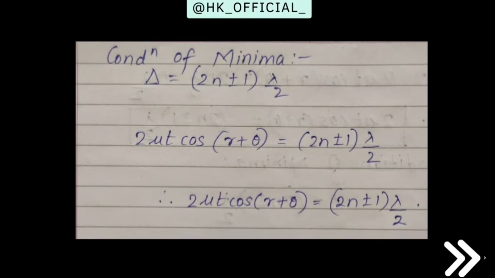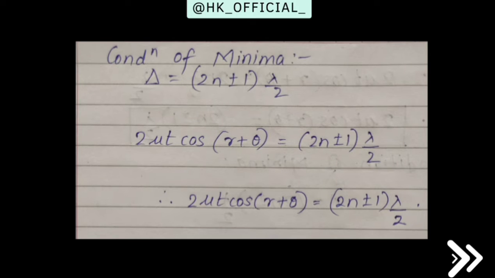Now let's go to the condition of minima for the same case. Delta is equal to (2n ± 1) into lambda by 2. Just don't add the Stokes law component, ± lambda by 2. Just don't consider it. Take delta is equal to 2 mu t cos(r + theta) is equal to (2n ± 1) into lambda by 2. The same is carried forward in the third line, and that is your condition of minima. I hope you found it very simple.